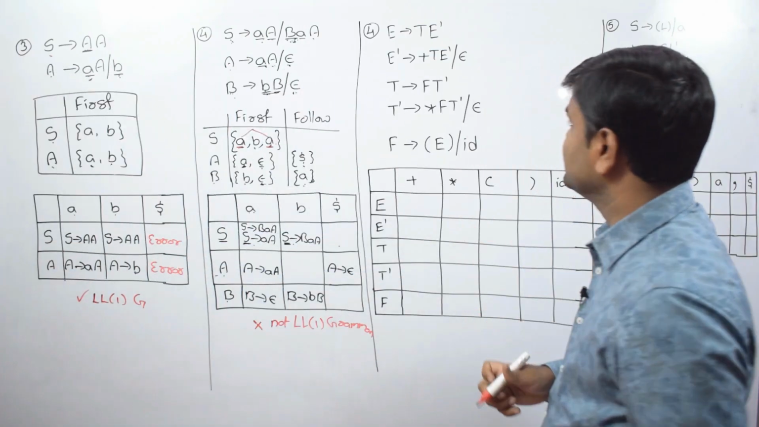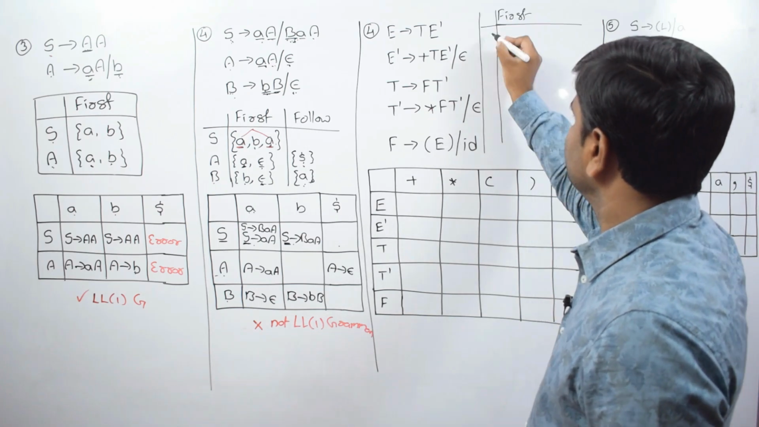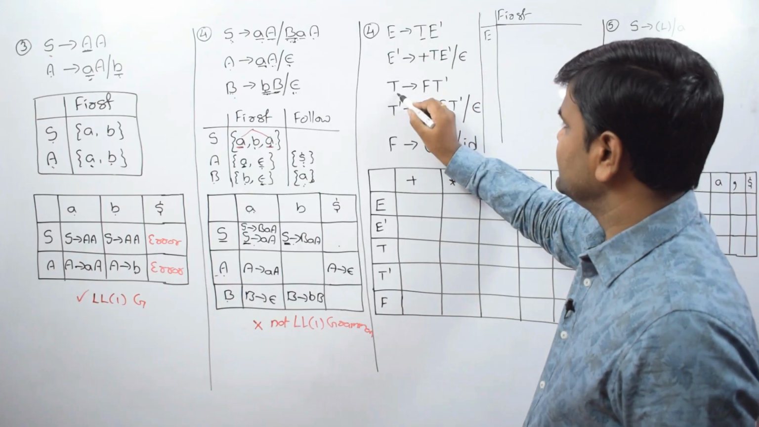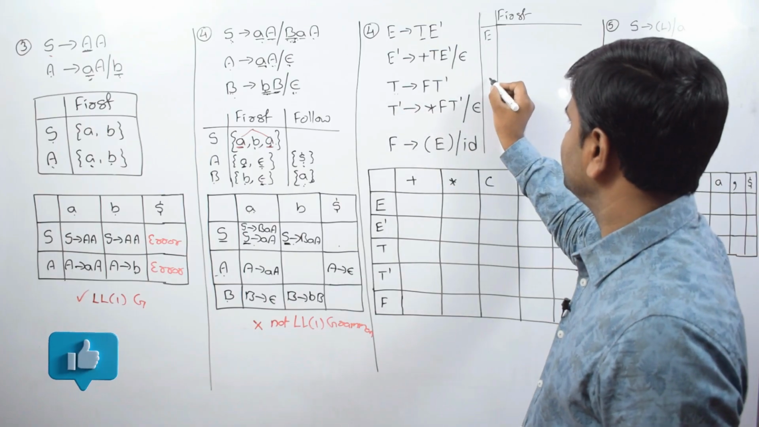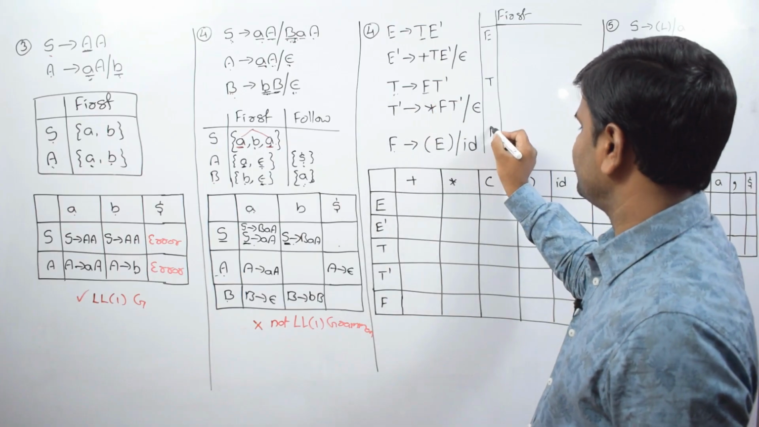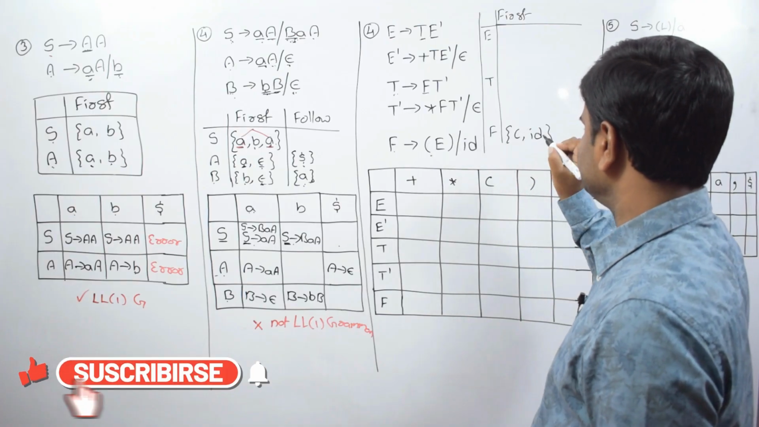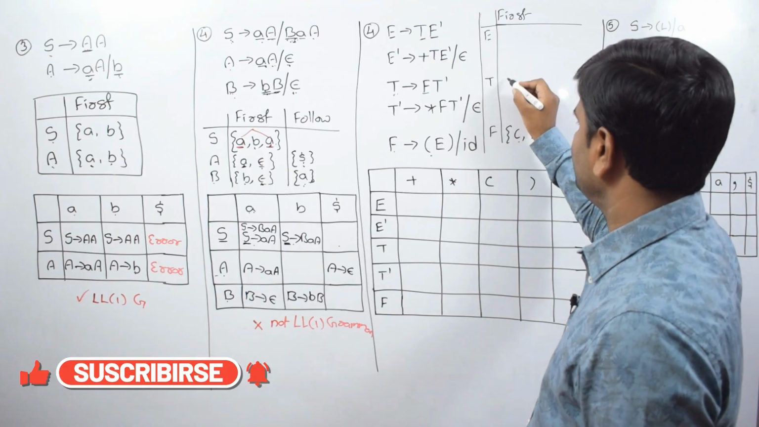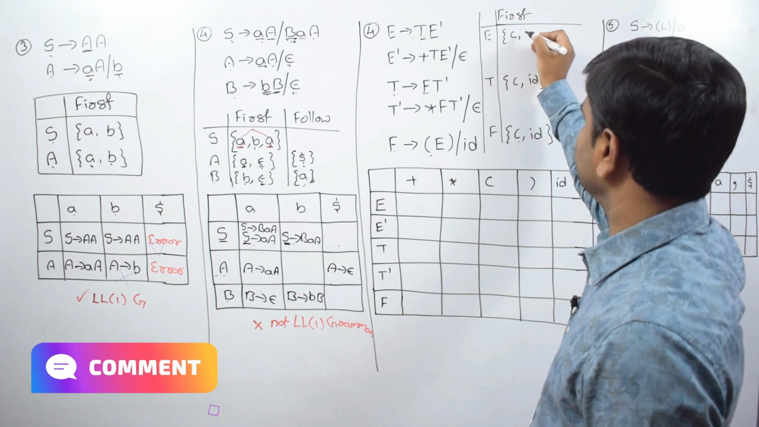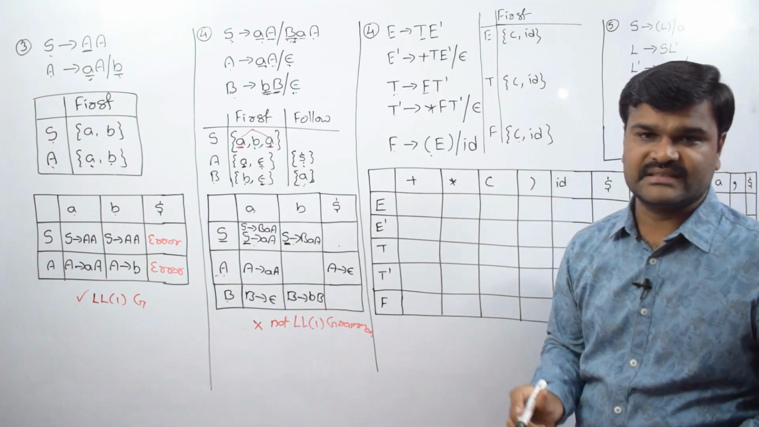So here in this case, first try to find out first of every non-terminal. First of E means first of T, first of T means first of F, so first of F you have to find. First of F is what actually? Open brace, ID. Then this will become first of T also, open brace, ID. Then this will become first of E also. This is the same grammar we already saw in the earlier discussion when we were discussing first.